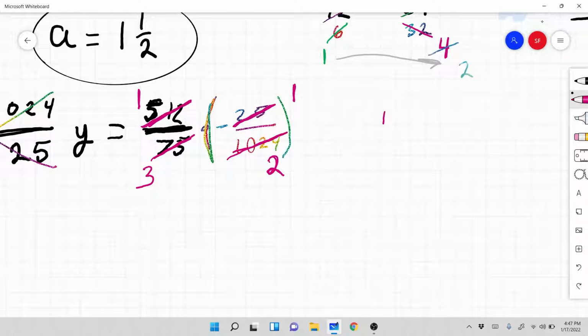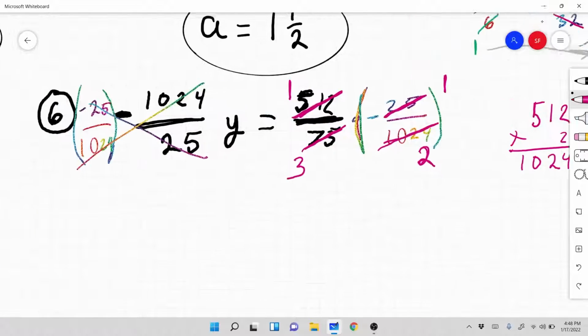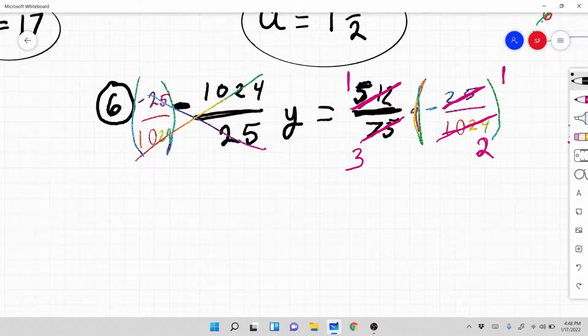So if this is true, then 512 times 2 should equal 1024, right? That's what we're saying here. So 2 times 2 is 4. 2 times 1 is 2. So far, so good. 2 times 5 is 10. 1024 divided by 2 equals 512. So that's as far as that one goes, right? So all that's left on the left side is y.